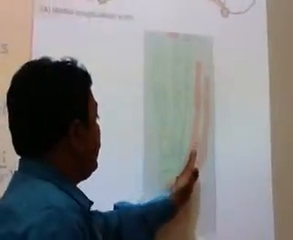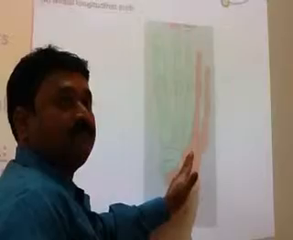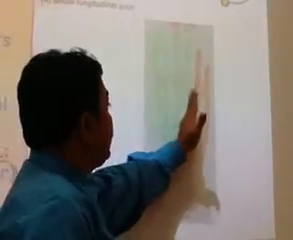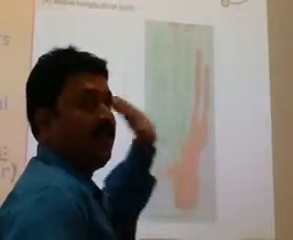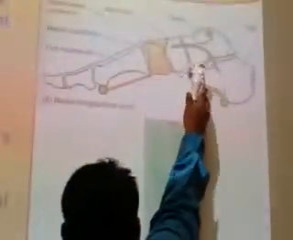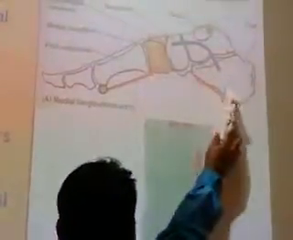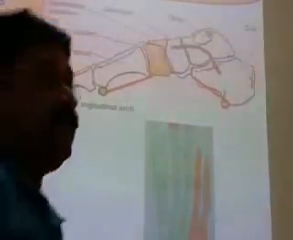Is it clear? So this part, the green color part, is related to the medial longitudinal arch, and the red color is the lateral longitudinal arch. And here are the summit, the anterior end and the posterior end.